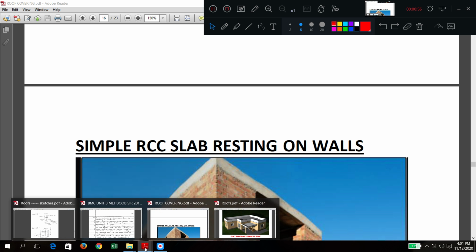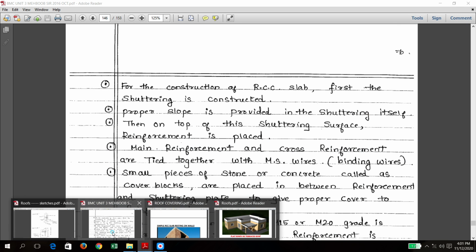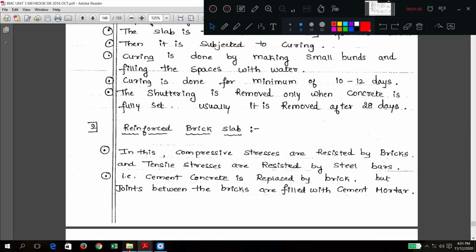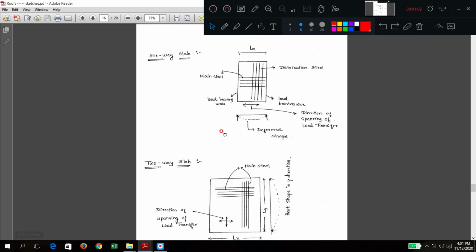So in this diagram, how I have marked, like this I have marked. You should draw diagrams like this. Here you can see the small arrow mark like this. This resembles one way. If the arrow mark is on both sides like this, this is called two-way slabs.